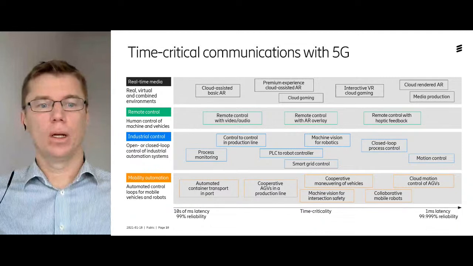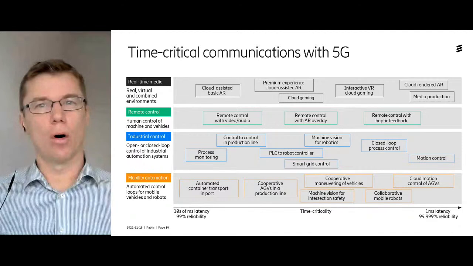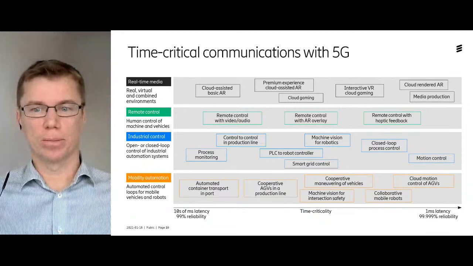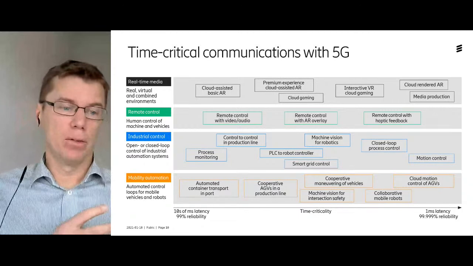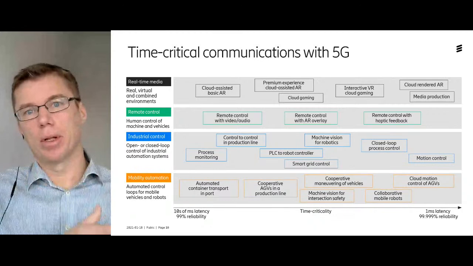And you can also go to automated control of vehicles and robots, where of course reliability will be very, very important. But you also typically have a bit of bandwidth requirement there. In some use cases, you have the need to have a real-time video camera transmitting on the uplink, which is also putting challenges on the uplink coverage and the data rates that you need.